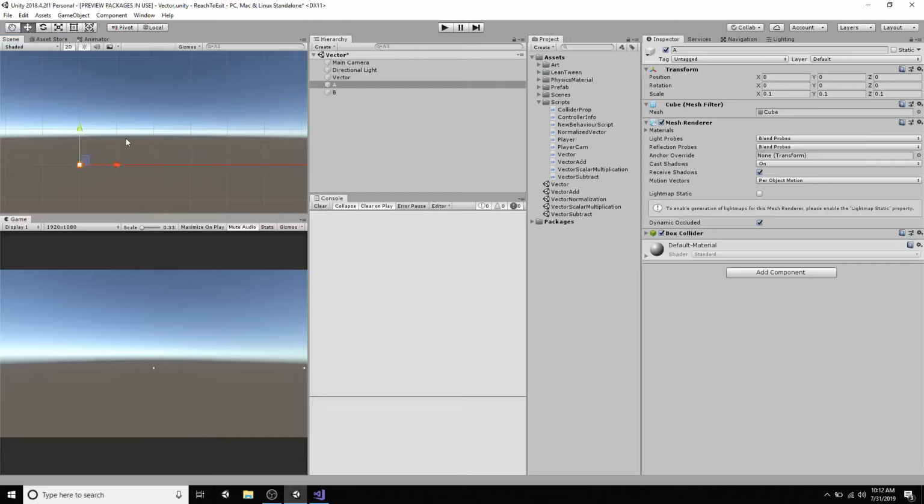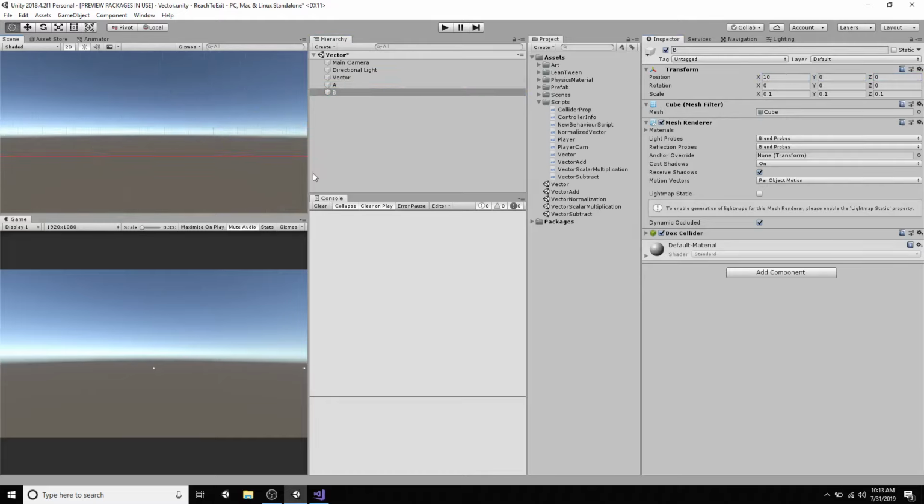A vector basically contains direction and magnitude. It doesn't contain position. This is what people will say in mathematical terms, but this can be kind of confusing. So what I did here is I created a game object called A that is at 0, 0, 0, and I created one more game object, B, that is at 10, 0, 0.